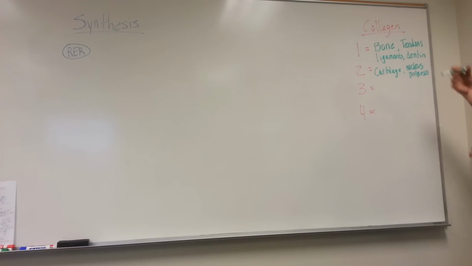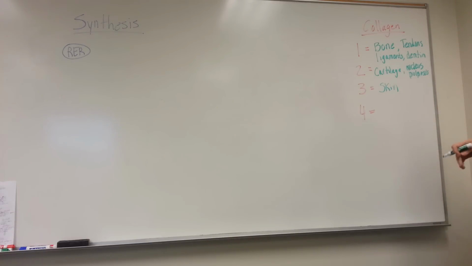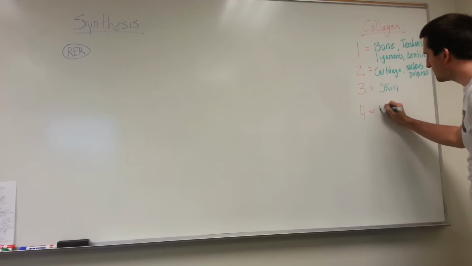Pulposus. Think nucleus kind of like the middle of the cell. Nucleus is in the middle of the cell. The nucleus pulposus will be the middle of the intervertebral disc. Type 3 you're going to see in the skin primarily. And then type 4 would be more basement membranes.